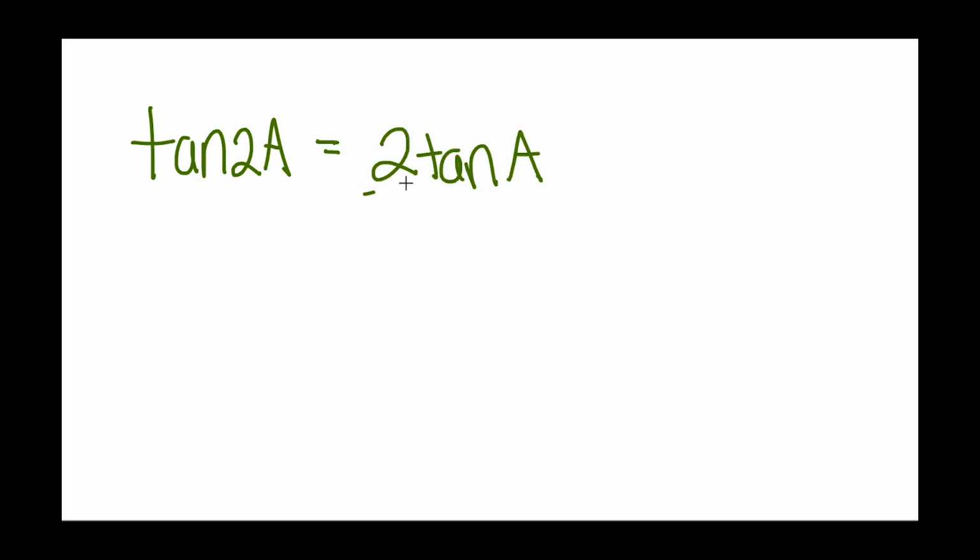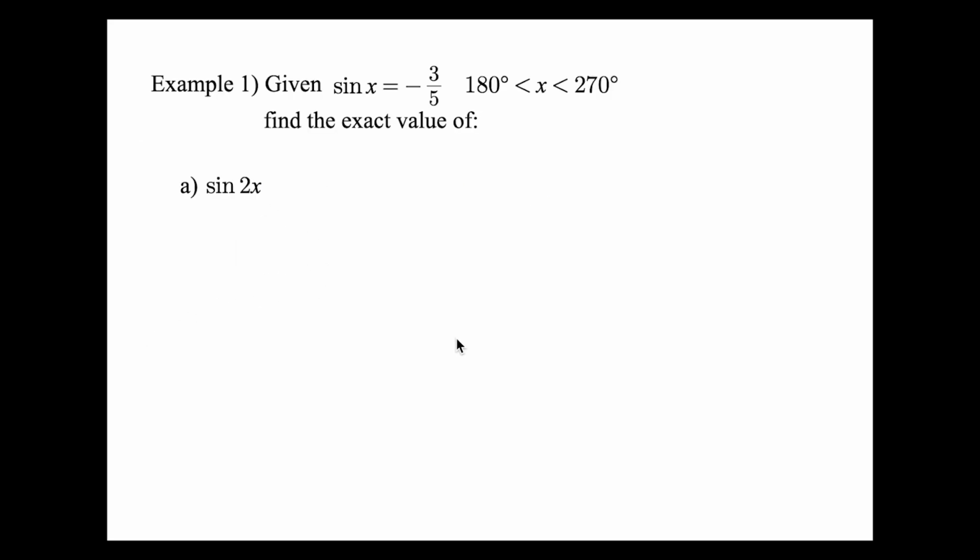And finally, the tangent of 2a equals 2 times the tangent of a over 1 minus tangent squared a. Let's look at some examples of how we will use these formulas in a problem.